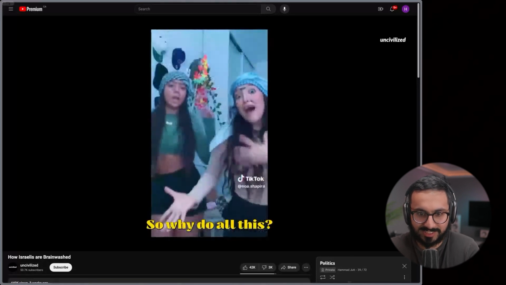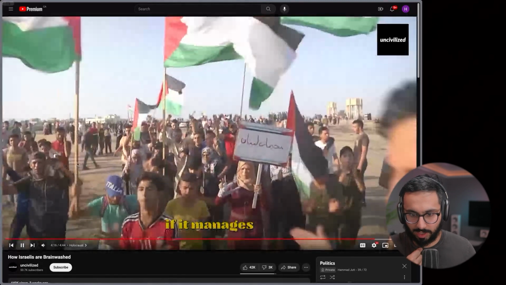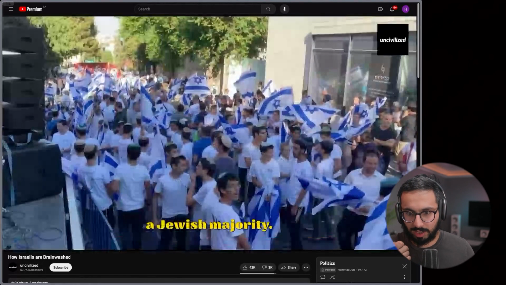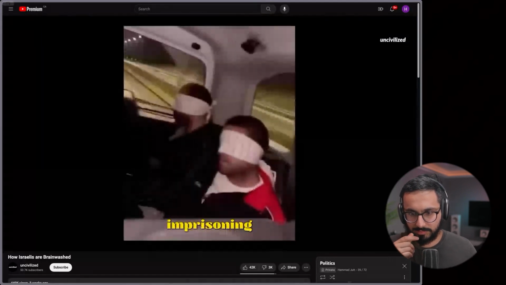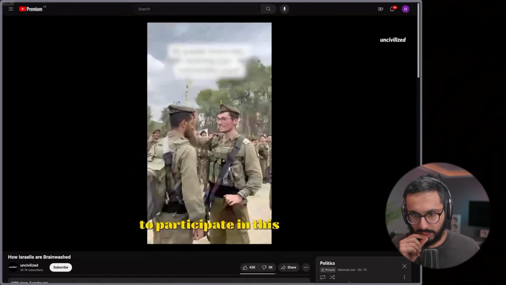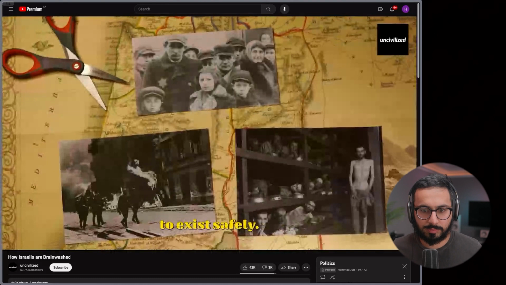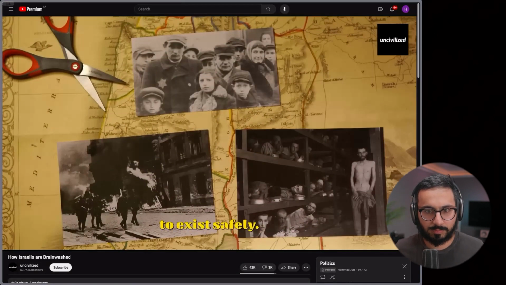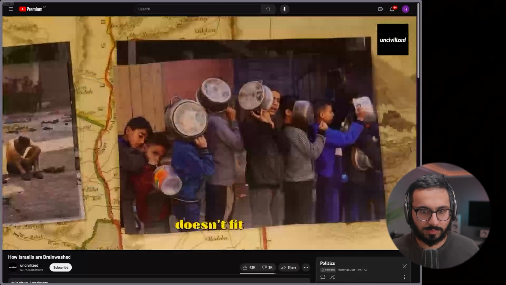So why do all this? Well, Israel can only exist as a Jewish state if it manages demographics to maintain a Jewish majority. And it does so by displacing, imprisoning, and murdering Palestinians routinely. And the only way to get Jews to participate in this is by convincing them that it's the only way for them to exist safely. Seeing Palestinians as people who want to live in peace and be free doesn't fit into that plan.